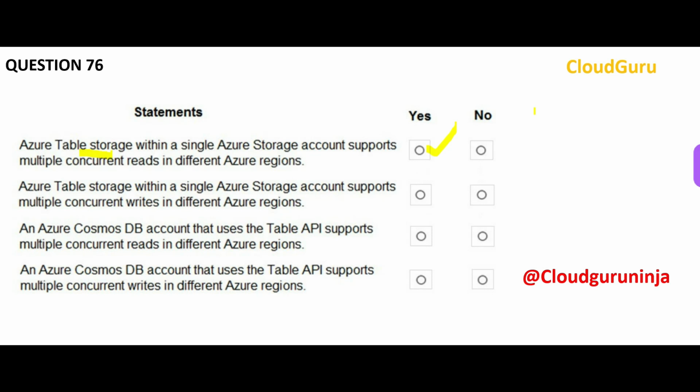Now, if I look at the next question, it is linked with the same topic, but it talks about concurrent writes instead of reads. Now remember, table storage is not a global service like Cosmos DB. So concurrent writes in different regions is not available. It does not support that. But we are talking about Cosmos DB in these two questions. One is about reads, the other is about writes.